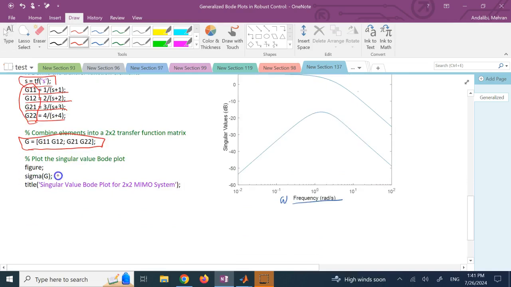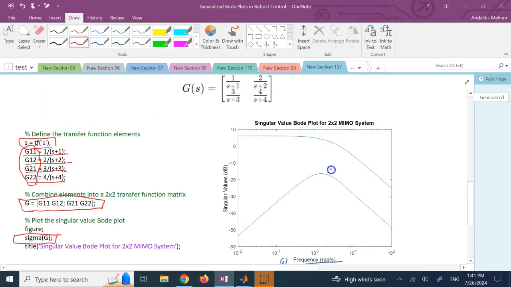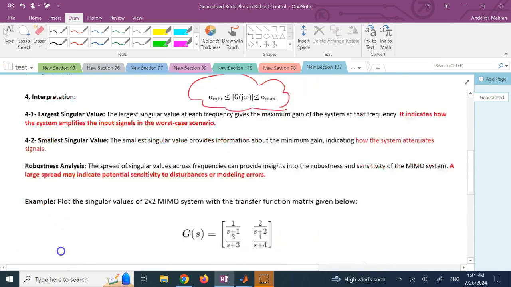The only command you need in MATLAB is the command sigma. Pass that matrix of transfer functions to the command sigma, and that gives you this beautiful plot. Okay, we got this beautiful plot, everything great. Now, how do we interpret this? What's the meaning? We just defined the meaning.